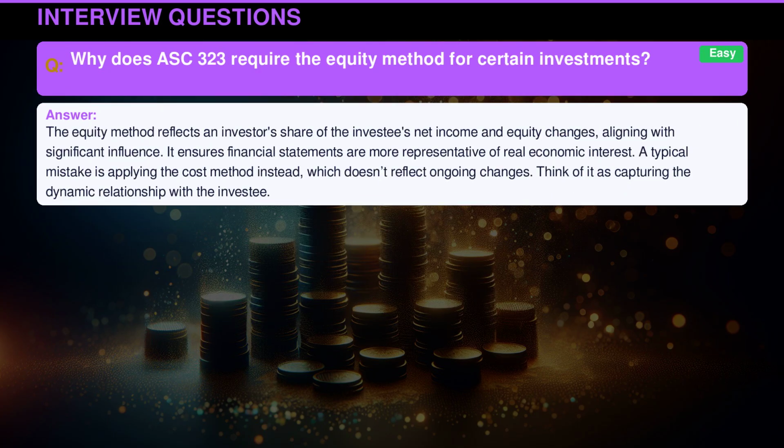The equity method reflects an investor's share of the investee's net income and equity changes, aligning with significant influence. It ensures financial statements are more representative of real economic interest. A typical mistake is applying the cost method instead, which doesn't reflect ongoing changes. Think of it as capturing the dynamic relationship with the investee.